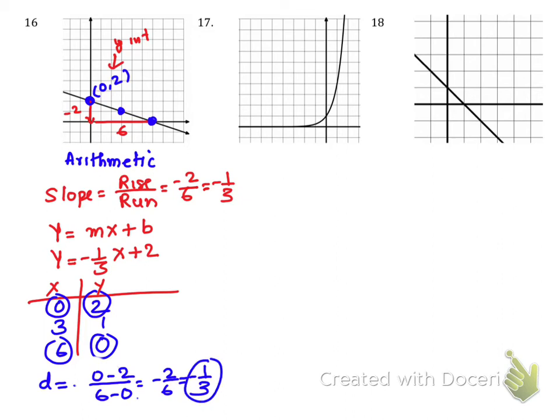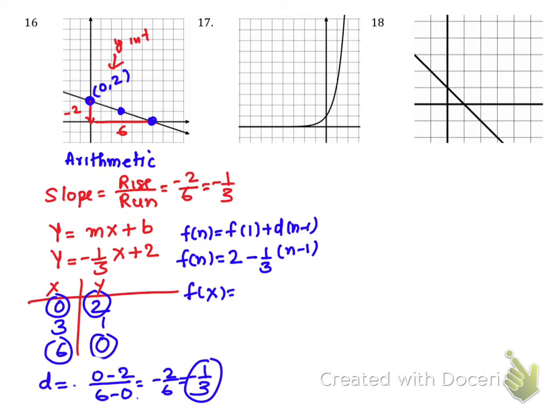Once you get the common difference, then we remember the way we used to do the problem. We used to write the explicit equation: f of n is f of 1 plus d times n minus 1. And I'm going to replace it. I'm going to write f of n. First term is 2, and d is negative 1/3, times n minus 1. But up to you, you can use this representation, or you can write f of x is 2 plus negative 1 over 3 times x minus 1. It is the same. These are the different ways you can write it.